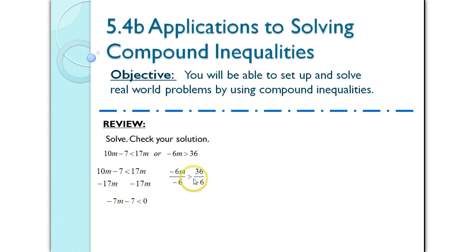Over here, I divided by a negative, so I have to make sure to flip that sign. 36 divided by negative 6 is negative 6, and once again, I flipped my sign because of this step right here. Over here, I need to still get m by itself, so I'm going to add over the 7. And then I'm going to divide by this negative 7. Once again, I divided by negative 7, so I have to flip my sign.